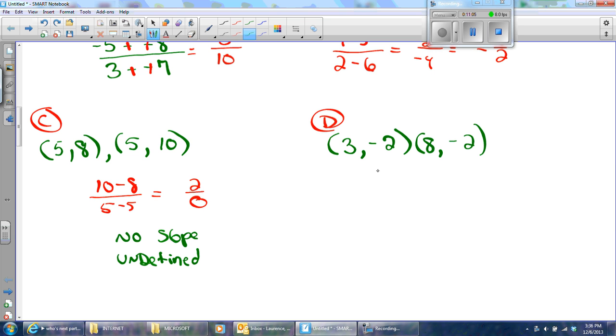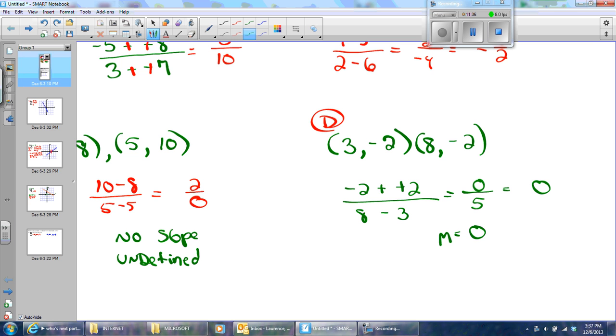All right, part D. We're going to do negative 2 minus negative 2. And then in the denominator, we will do 8 minus 3. Well, taking away a negative is a positive thing, and I get 0 in the numerator, and 8 minus 3 is 5. Well, if I have no money split into 5 groups, each group gets $0. So this slope is 0.